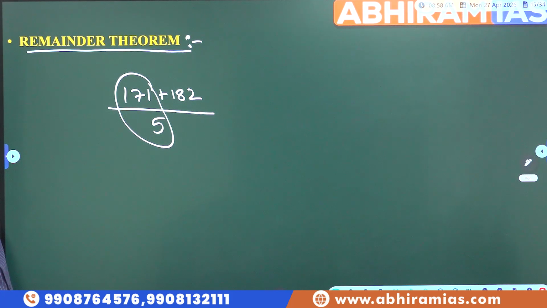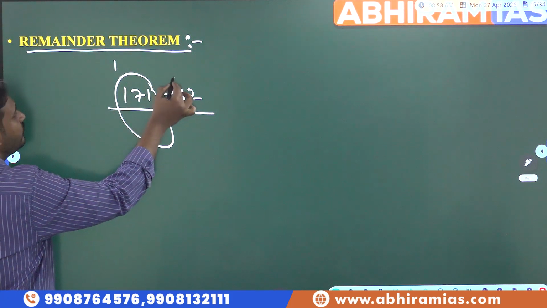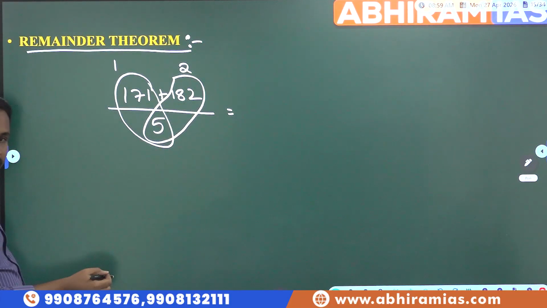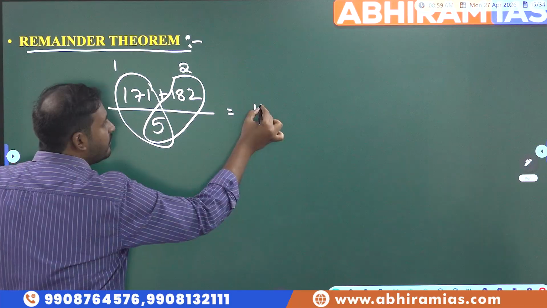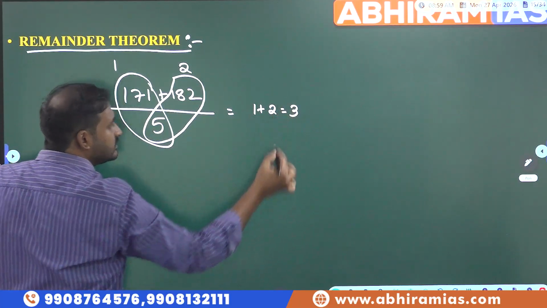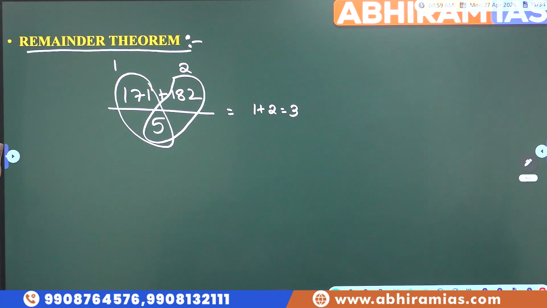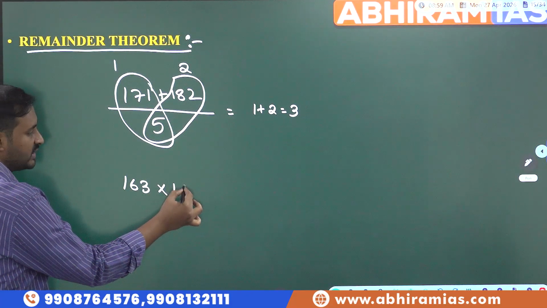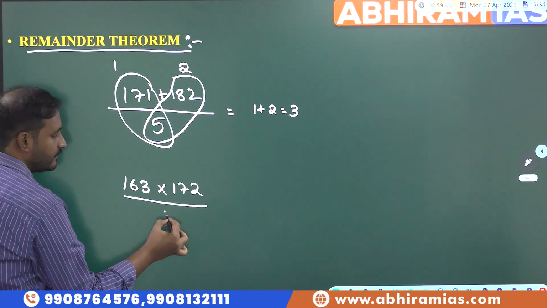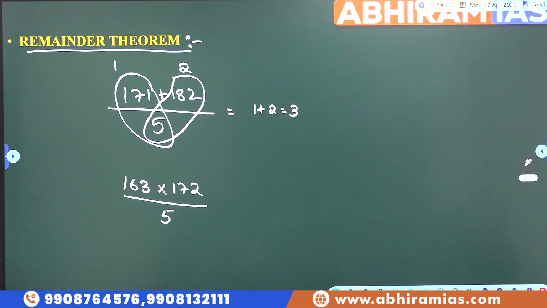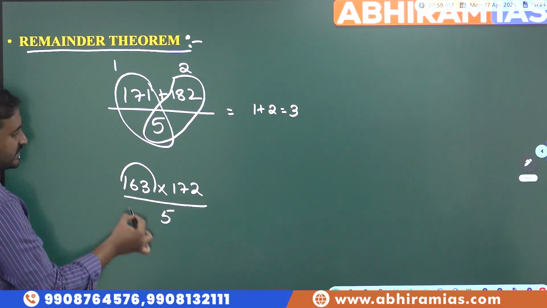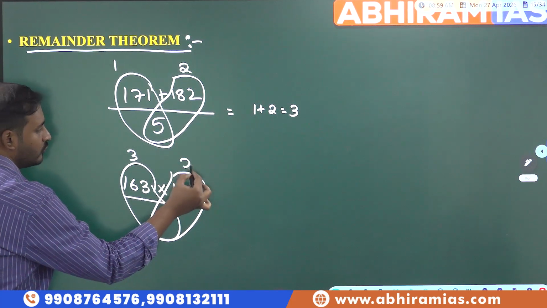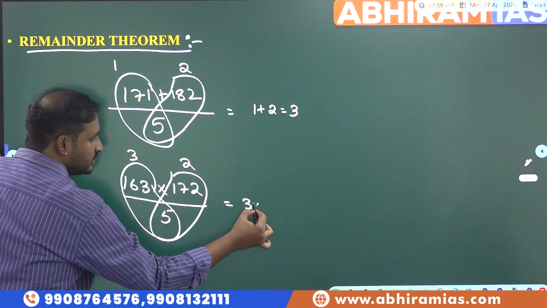171 by 5, what is the remainder? 1. 182 by 5, what is the remainder? 2. What is the mathematical symbol between them? Plus. So 1 plus 2 becomes 3. Similarly, 163 into 172 by 5. What is the remainder for 163 by 5? 3. What is the remainder for 172 by 5? 2. 3 twos are 6.